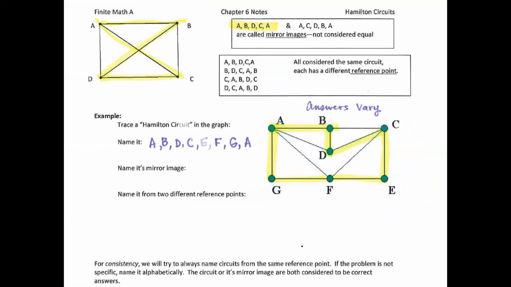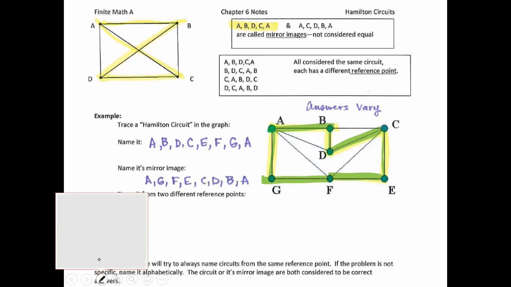All right, next part, let's take a look. I want you guys to trace a Hamilton circuit on the graph right here. The way you'll do that is start from A, and from A, you will go to B, D, C, E, F, G, and then A. So you're touching all the points. Now let's label the mirror.